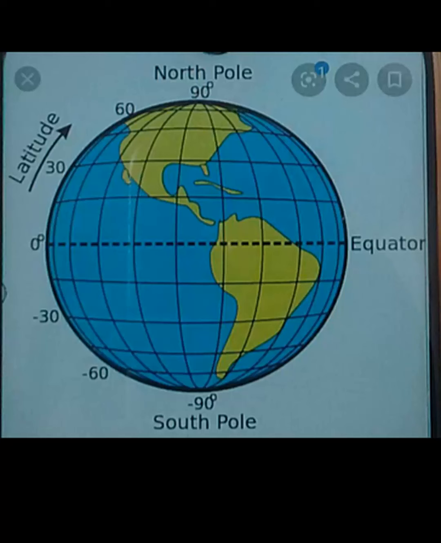Therefore, the equator is an imaginary circular line and is a very important reference point to locate places on the earth. All parallel circles from the equator up to the poles are parallels of latitudes. Latitudes are measured in degrees.